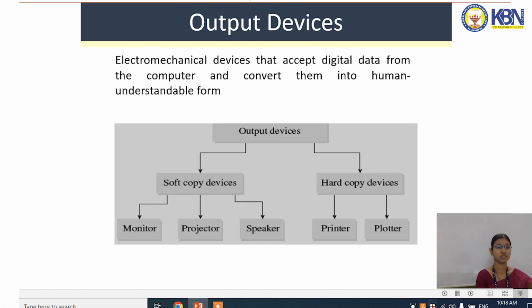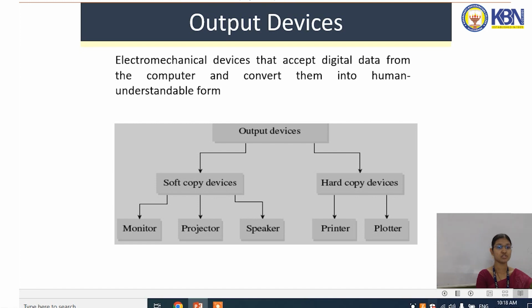Next, coming to output devices. The electromechanical devices accept digital data from the computer and convert it into a human understandable form. It means the user can give the data, but the computer only understands binary language. So here, electromechanical devices convert it into a human understandable form.